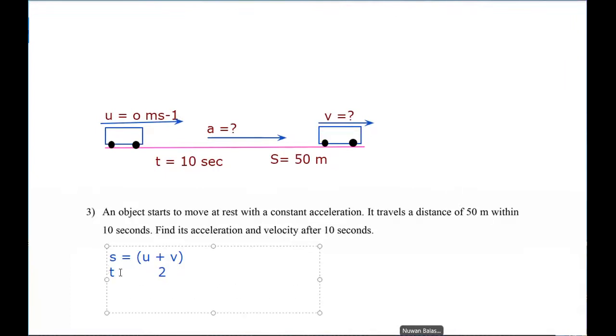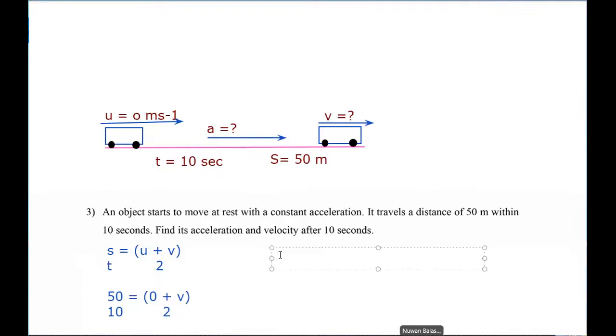S is 50 meter. Time taken 10 seconds. U, initial velocity is 0. Final velocity is V. That's what we want to find. Divided by 2. So for this case, it's easier to use the average velocity equation. If we use other equation, we have to take two simultaneous equations and we have to solve it. So that will be much difficult.